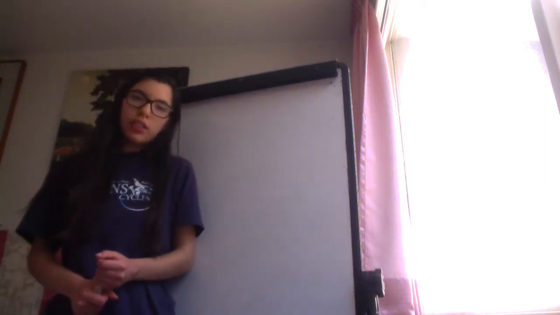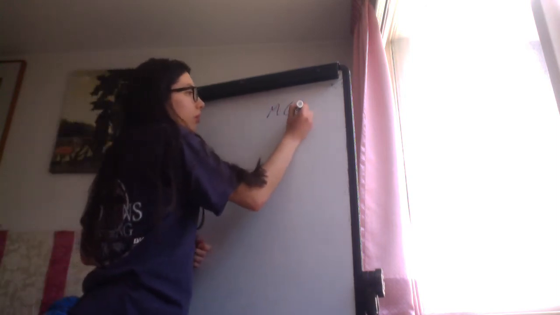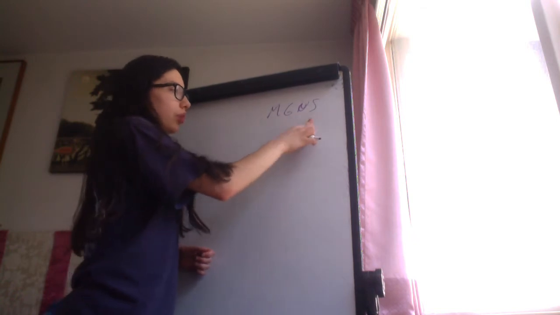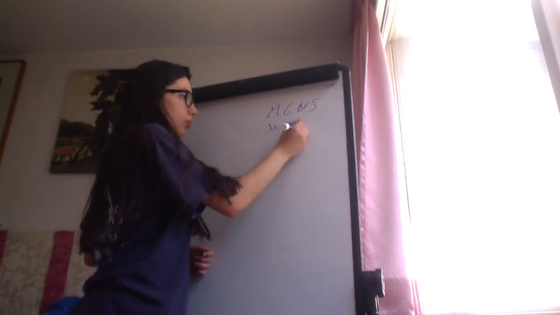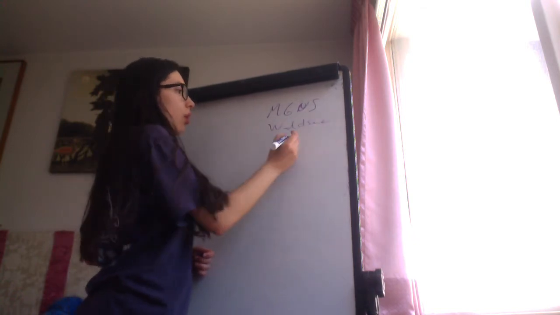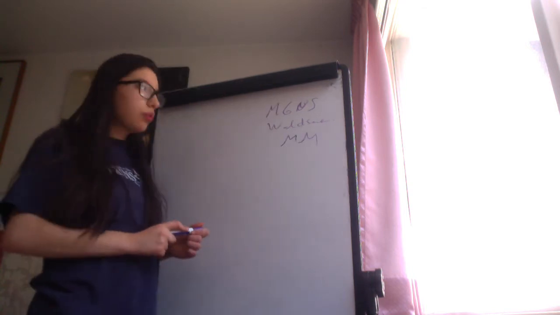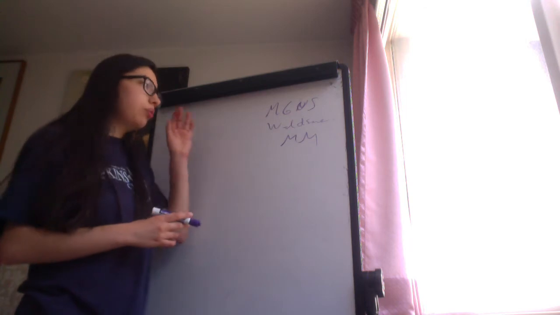Now very quickly we're going to see the plasma cell dyscrasias. This includes MGUS, which stands for monoclonal gammopathy of undetermined significance, Waldenström macroglobulinemia, and multiple myeloma. We talked about this in previous videos. Here we are just going to do the comparison.